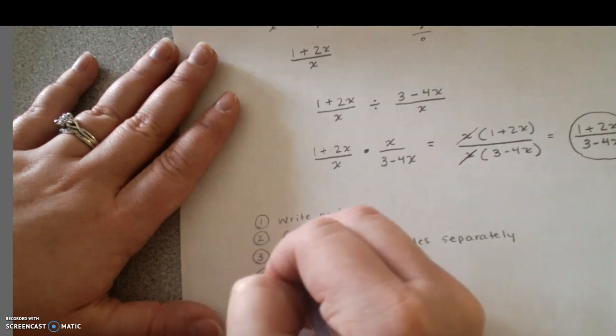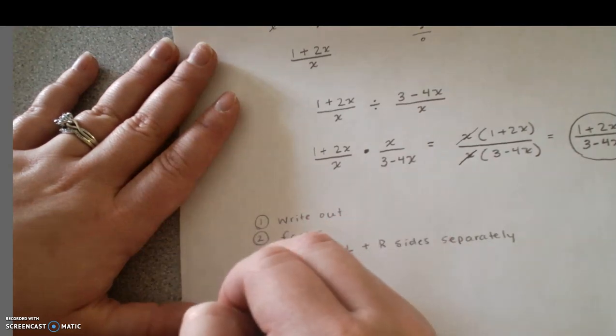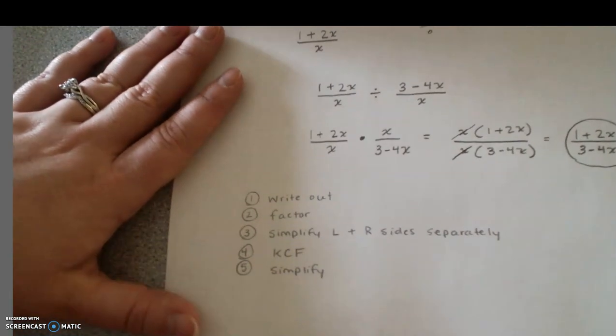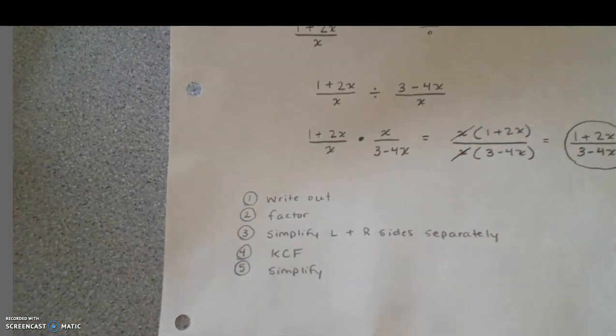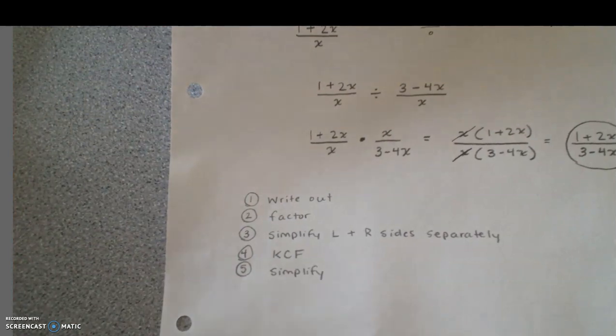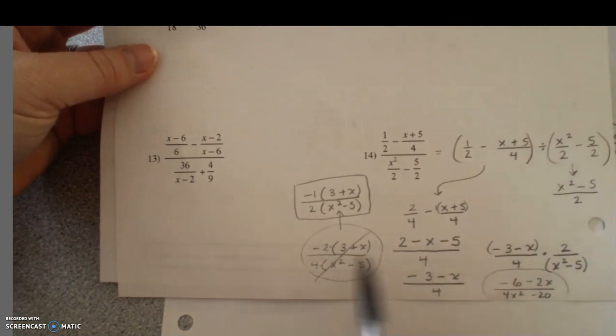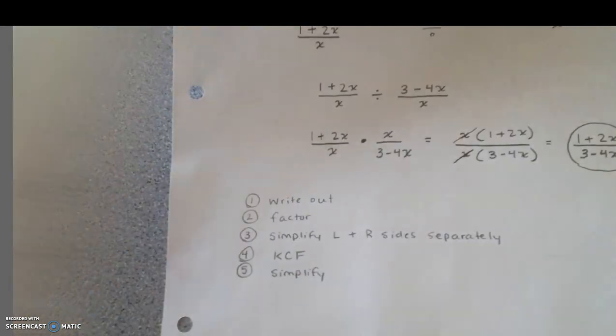And then we can KCF, and of course at the end we always want to make sure if we can simplify any farther that we simplify. Just like that one on the worksheet. Go back through and make sure, have I simplified all the way? Is there anything else that I can factor and take out?